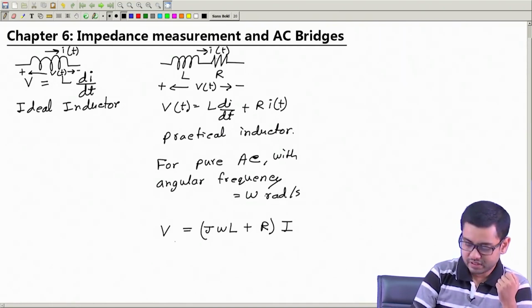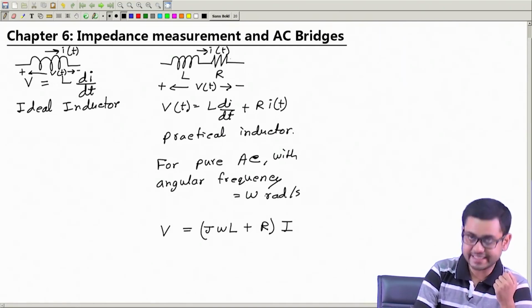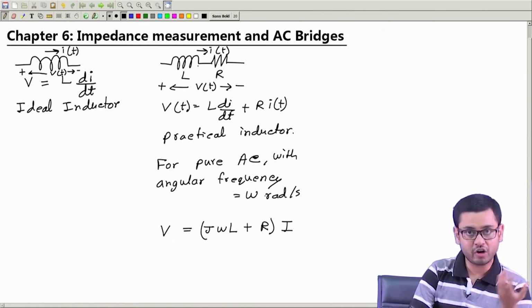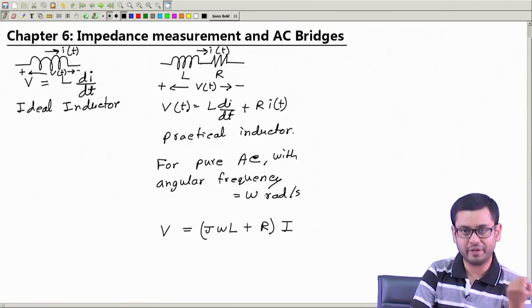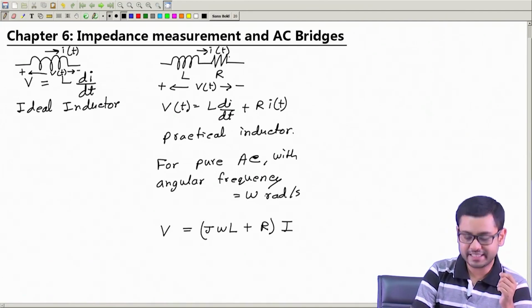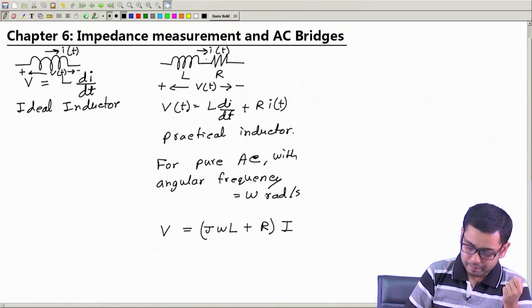And here this resistance which is in series is quite intuitive. It is easy to understand why we have this resistance. This is because any conductor, any coil must have some ohmic resistance, which intuitively should be in series with the inductance. Okay.